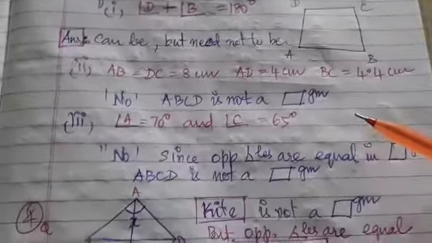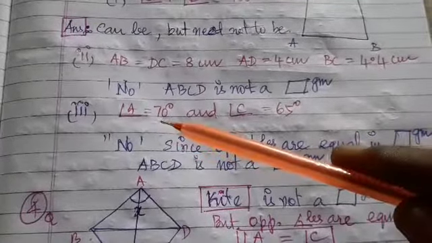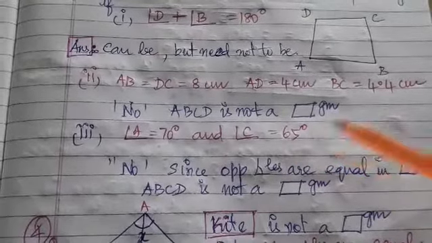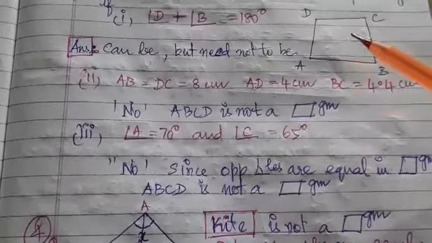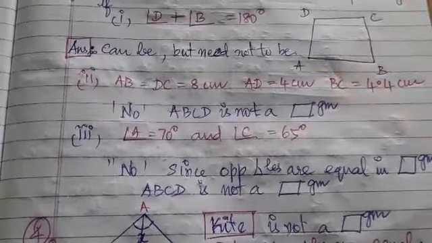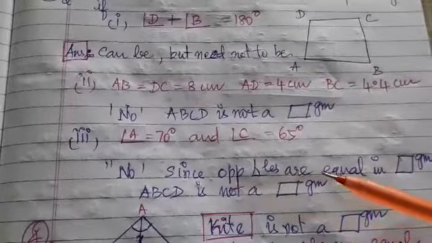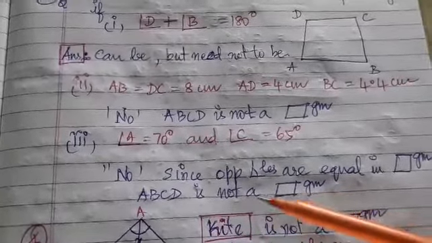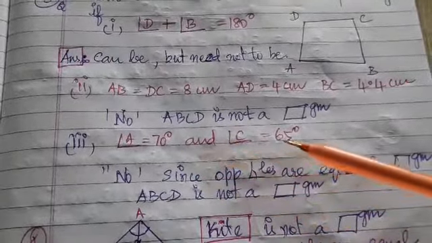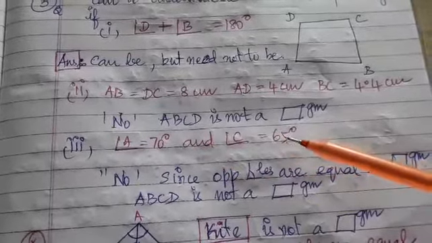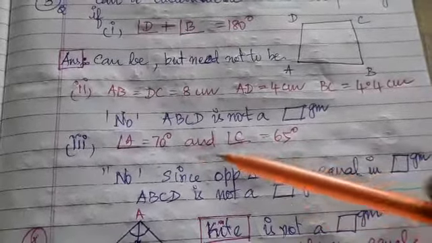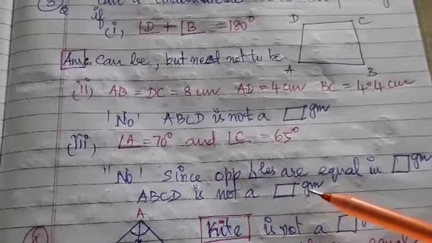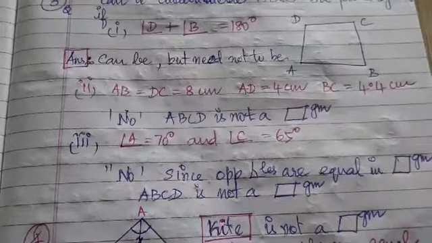Third condition: angle A equal to 70 and angle C equal to 65. Is it possible in a parallelogram? A and C are opposite angles. Opposite angles in a parallelogram should be equal. So since opposite angles are equal in a parallelogram, ABCD is not a parallelogram, because A and C should be equal; then only it is a parallelogram. So opposite angles are not equal. ABCD is not a parallelogram. That is your third question.